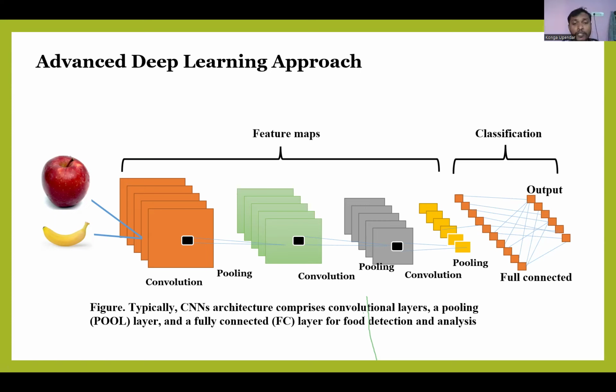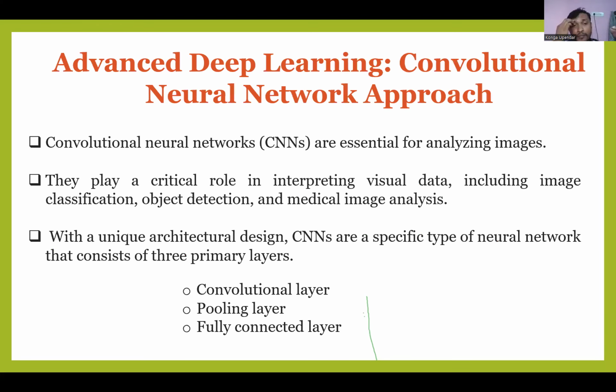So what is a convolution? What is a pooling? I will tell one by one. If I want to talk about a more advanced deep learning network, convolutional neural networks are essential, especially for analyzing images. It's mostly used for image analysis. They play a critical role in interpreting visual data, including image classification. The same CNN networks are used in image classification, object detection, and medical image analysis also.